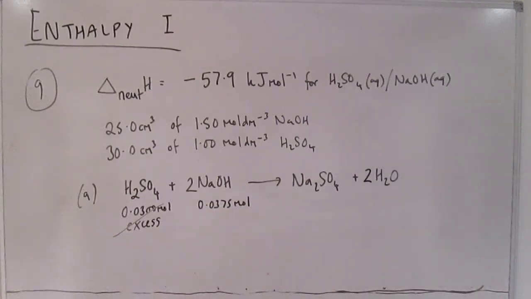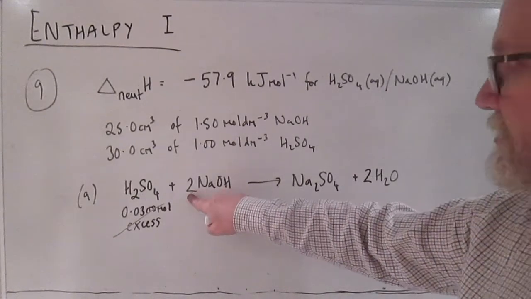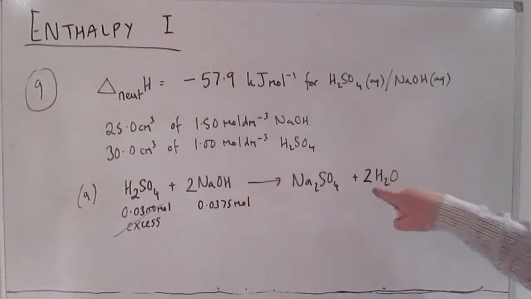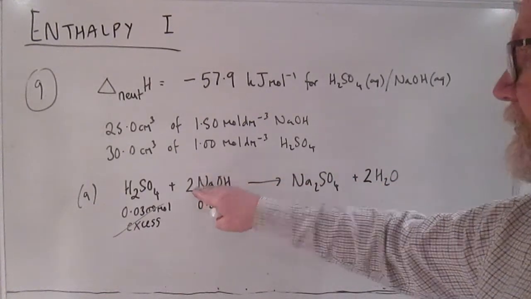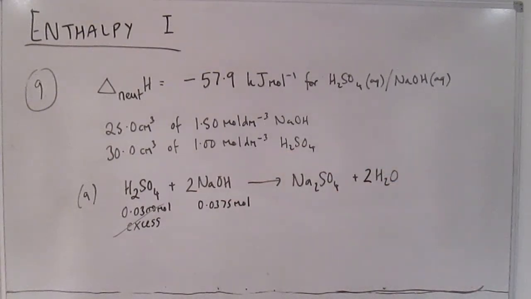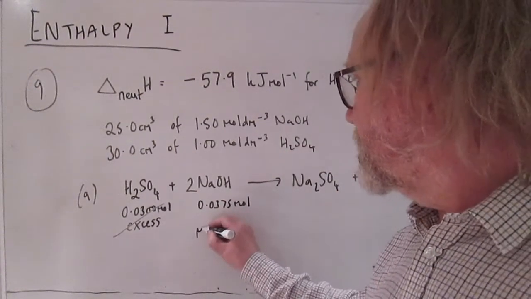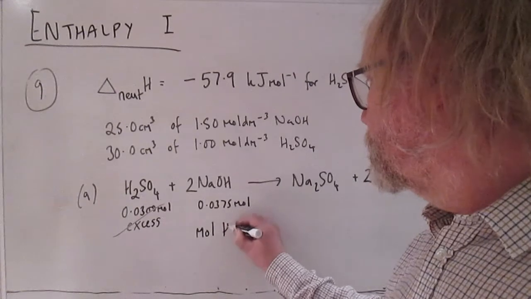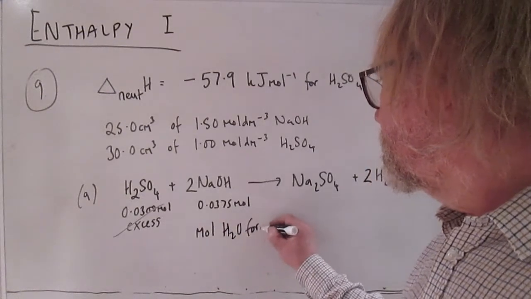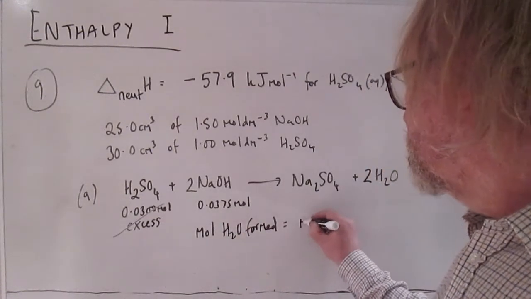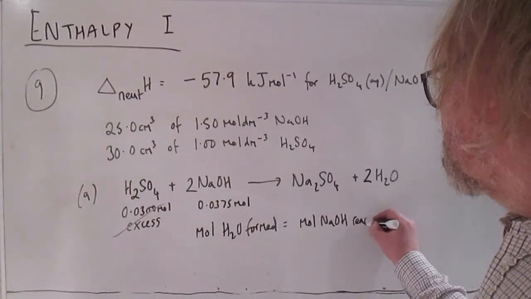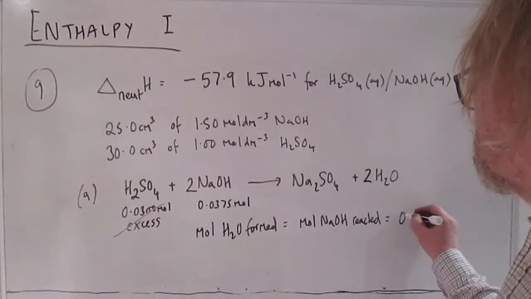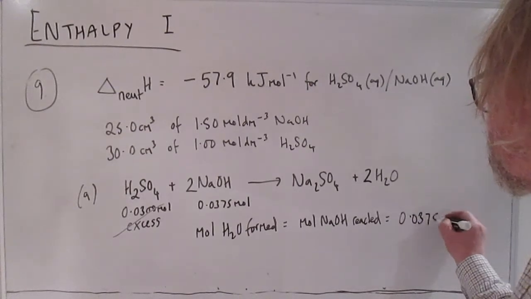And so we can use that for the calculation. So we then look at the balancing numbers again. 2 moles of sodium hydroxide go to 2 moles of water. In other words, however many moles of sodium hydroxide we have, we'll get the same number of moles of water. So we can just write down that moles of water formed is equal to moles of sodium hydroxide reacted, which is 0.0375.